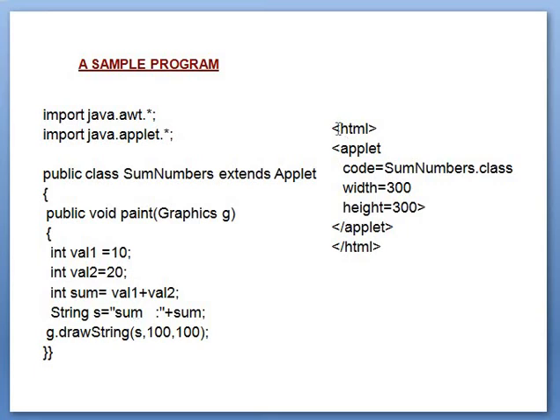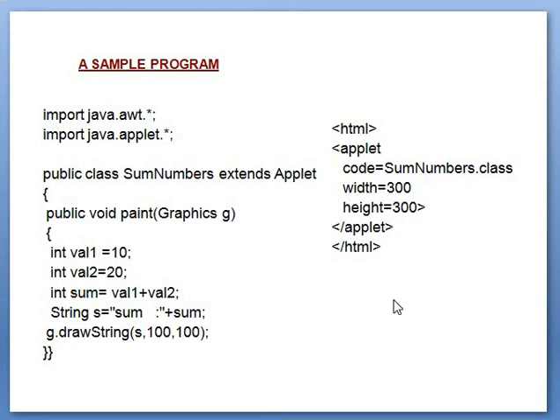Here is the HTML file code: HTML applet, then code property giving the value of the class, SumNumbers.class, then width and height values are specified here to set the applet window size, 300 width and 300 height in our browser or applet viewer.